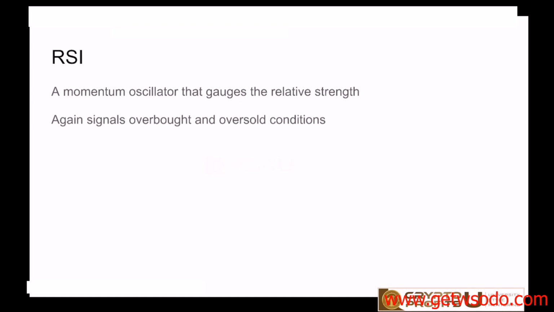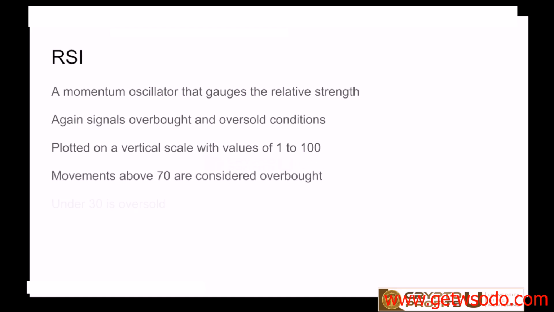And what that basically means is it signals the point at which the market could potentially have already reached its high, or when the market could have potentially already reached its low. And this is typically plotted on a vertical scale with values of 1 to 100, and over 70 is considered overbought, under 30 is oversold. So when you look at these numbers, it can give you some insight as to when the market could be overbought or oversold, meaning when it's at the top or when it's at the bottom.